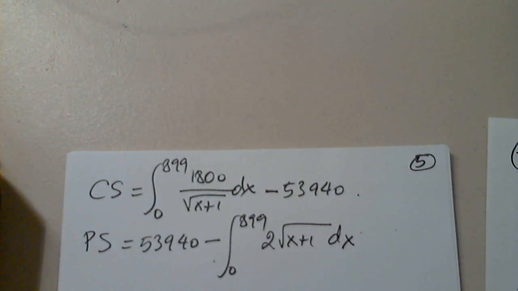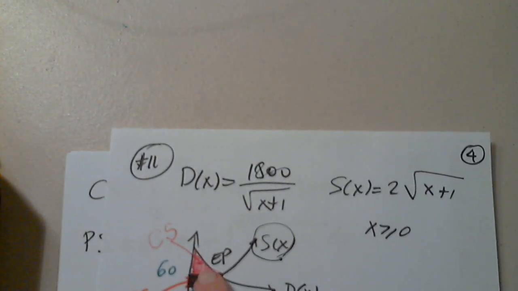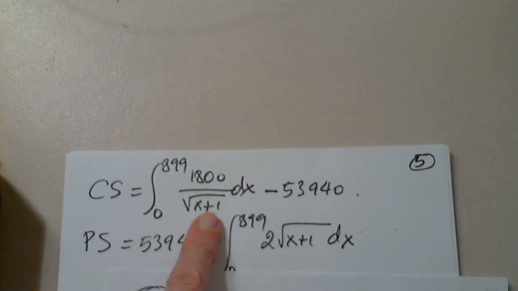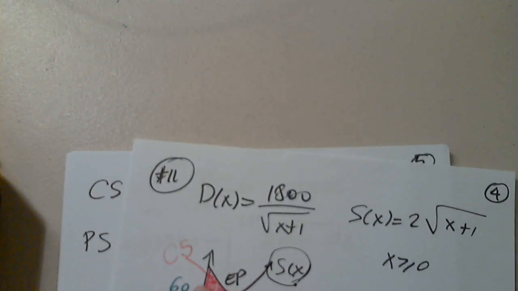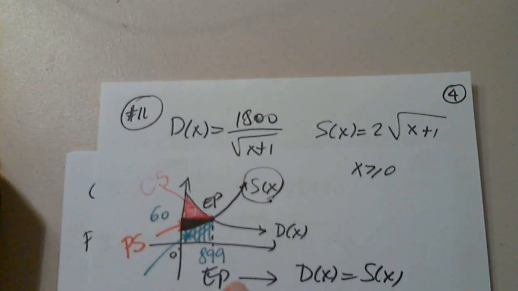Of course, dx. So these are the formulas. One more time. To determine the red piece, I determine the entire area under the demand function, of course, dx, minus the area of the rectangle.